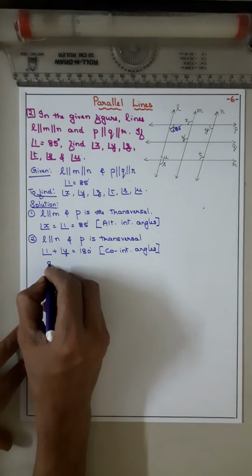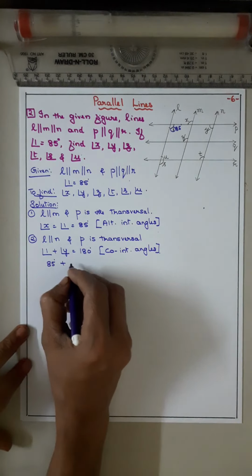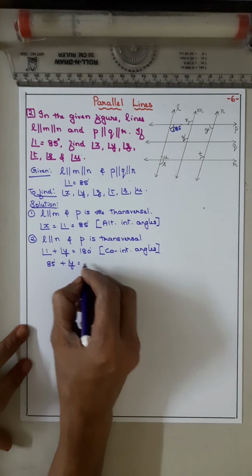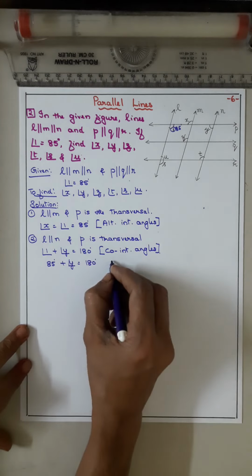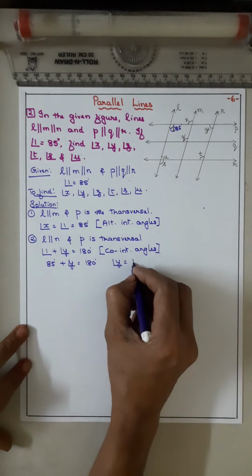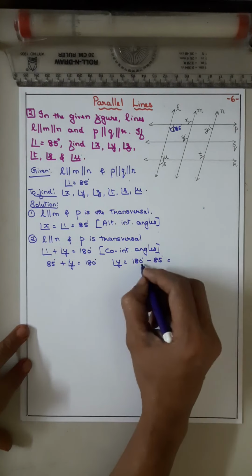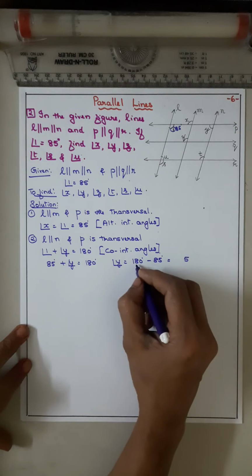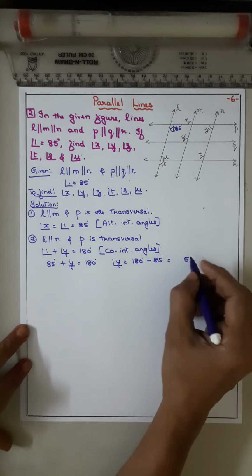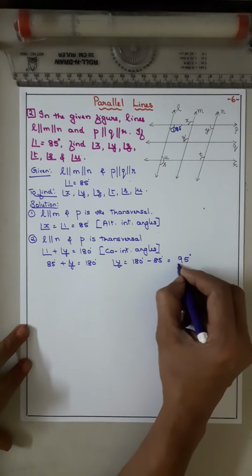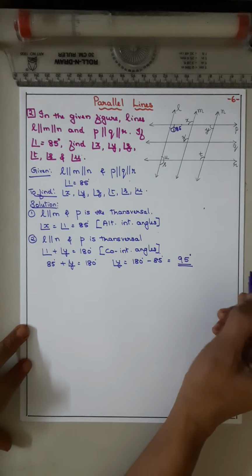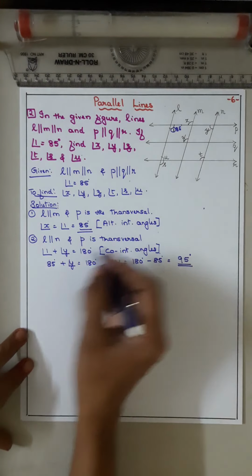Angle 1 is 85, so 85 plus Y is equal to 180. So angle Y is equal to 180 minus 85. 10 minus 5 is 5, and here it is 7; 17 minus 8 is 9. So you got it is 95.